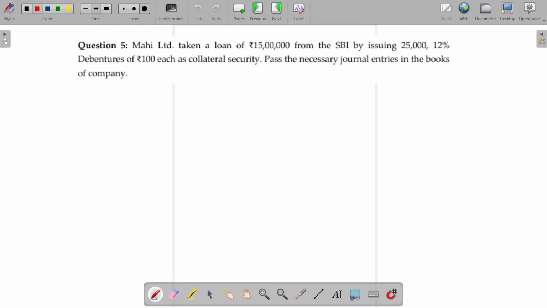Question number 5. Mahi Limited has taken a loan of rupees 15 lakhs from the SBI, issuing 25,000 12% debentures of 100 each as collateral security. Pass necessary journal entries in the books of the company. Now, for the loan, what is the journal entry? Bank account debit to bank loan account, the value being 15 lakhs.